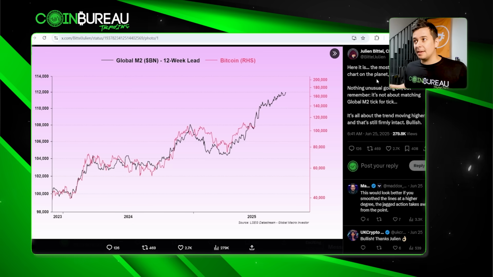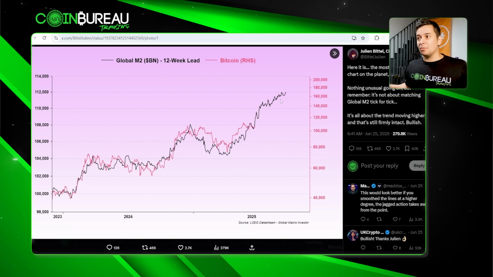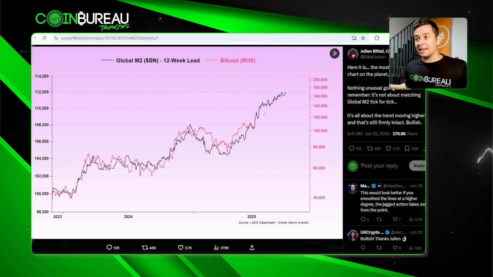And the thing that I think is kind of debatable is that when you look at these charts, again, they come with some kind of lag, right? So in this case, it's the 12-week lead. So basically a 3-month lag for Bitcoin, meaning that when global M2 rises, it takes about 3 months for that to find its way into Bitcoin.